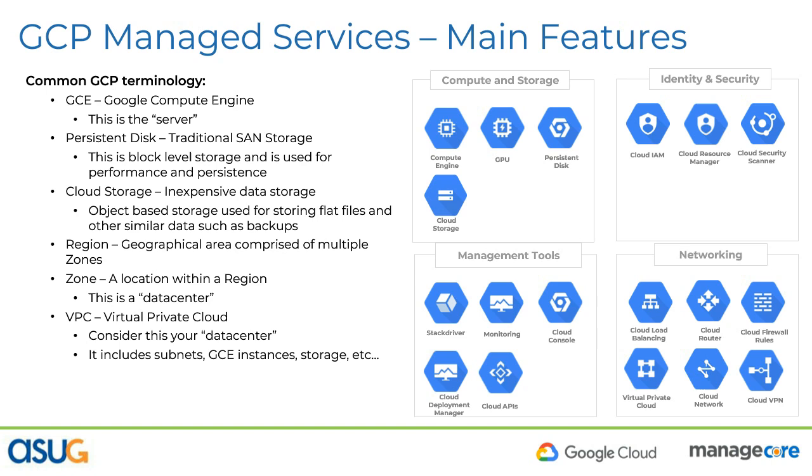Then we get into regions, which are geographical areas comprised of multiple zones, and a zone is a location within a region. So it's effectively a data center, right? A physical location. So in a region like US Central 1, you'd have that region, and within there you'd have multiple data centers located in that geographical part of the US.